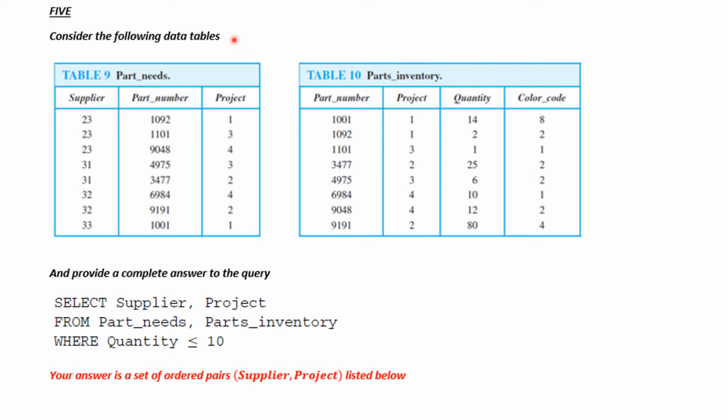The next problem asks us to consider the following data tables. So we had supplier, parts, and projects, and we also had inventory. We had part number, project, quantity, and the color code. Turns out we don't use the color code, but we are having a query, so we want to select the supplier and project from the parts needs database and from the parts inventory database where the quantity is less than or equal to 10. And so you want to give an answer that is going to tell us who are the suppliers and what are the projects.